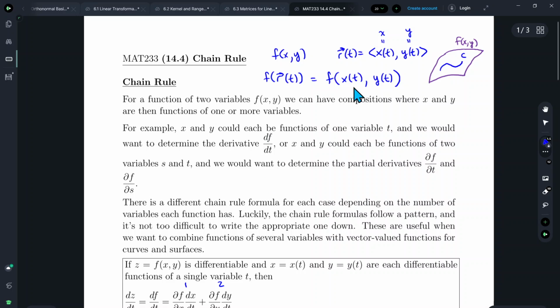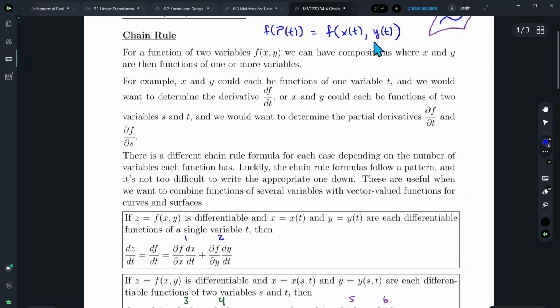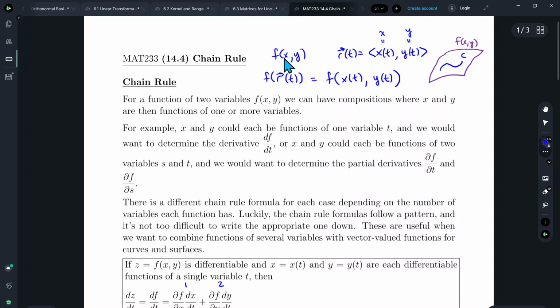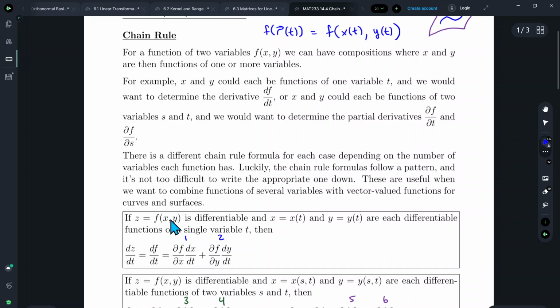So we want to be able to differentiate these kinds of expressions with some kind of chain rule. The chain rule for this specific situation, where f is a function of two variables x, y, and x and y are each functions of t, is described here. You can think of the chain rule like this: f is a function of two variables, so it has two partial derivatives, one with respect to x and one with respect to y. That's where the df dx appears here, and the df dy appears here.